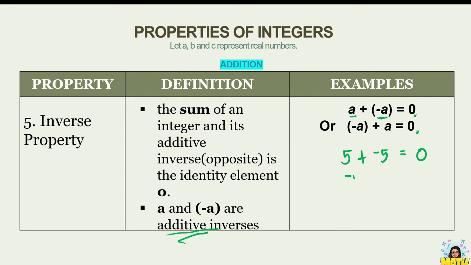Or we can have negative 7 plus its opposite, positive 7. The answer is 0. Ibig sabihin, kapag in-add natin yung number sa kanyang inverse or kabaliktaran or opposite, the answer is 0. That's the inverse property.